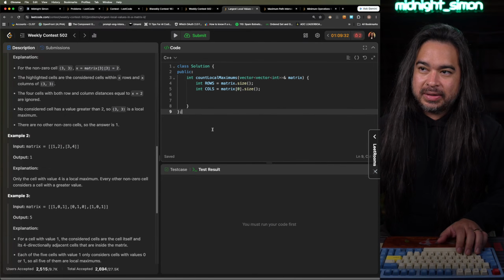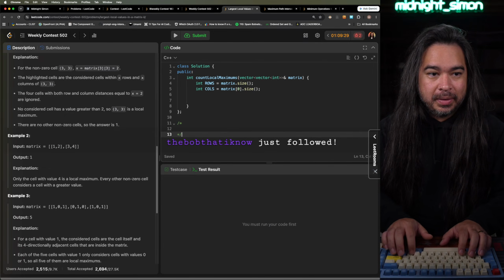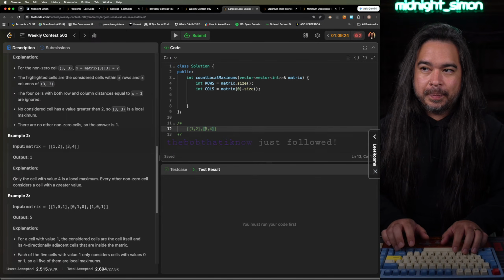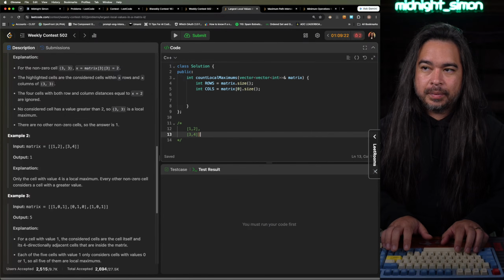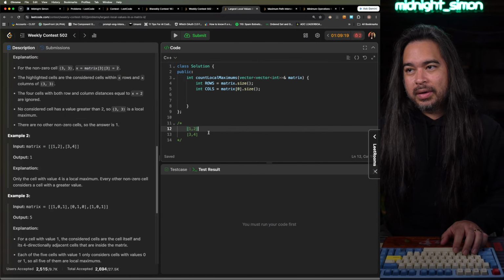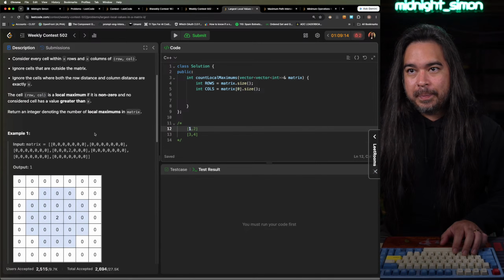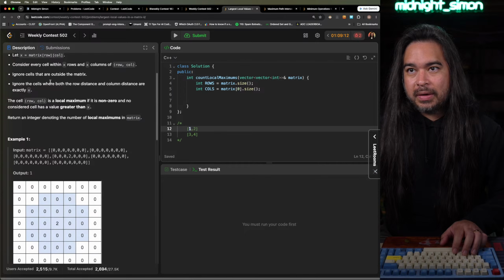All right, let's look at example 2 real quick. So this one is saying every cell within 1 row and 1 column. Ignore cells where both the row and column distance are exact. Okay, so ignore that one. I see.